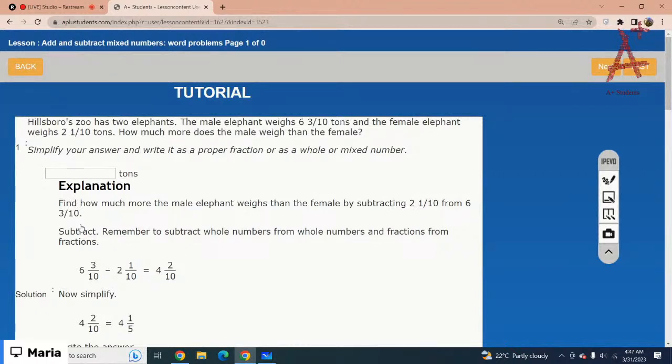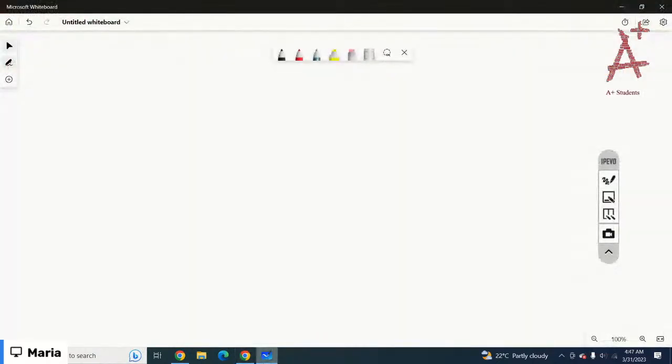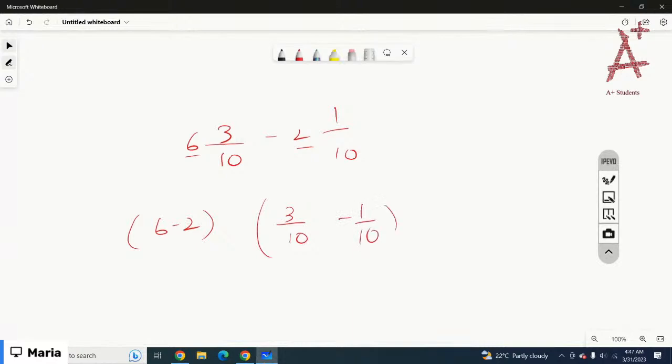Got it? So you have to subtract because the male elephant weighs 6 whole 3 by 10 and the female has 2 whole 1 by 10. You need to calculate how much more male weighs than the female. So subtract the female weight out of the male. So it would be 6 whole 3 by 10 minus 2 whole 1 over 10. Got it? So you have to subtract the whole number 6 minus 2 and 3 over 10 minus 1 over 10.